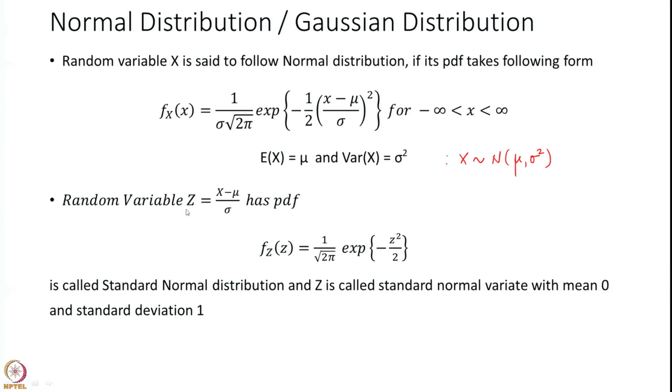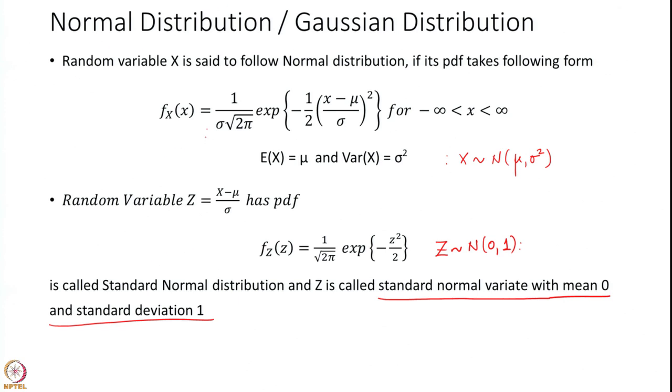If you take a random variable z, which is x minus mu over sigma, which is the exponential part of it, then this z variable has a density which is 1 over square root 2 pi, exponential of minus z square over 2. You see that there are no parameters, and this is also distributed as a normal distribution. It means that z is distributed as normal with mean 0 and variance 1. This is also called a standard normal variate, with mean 0.